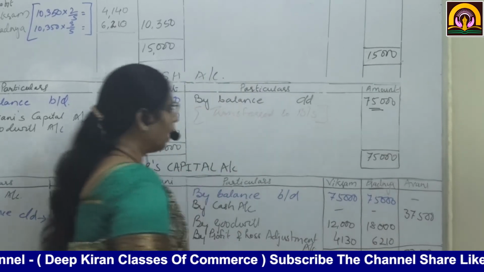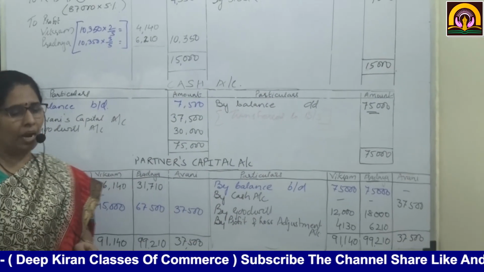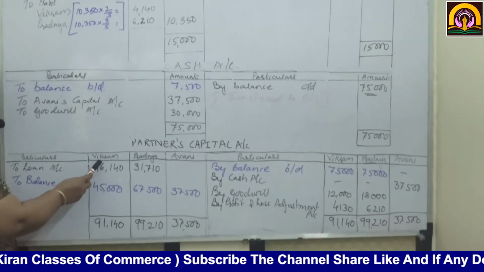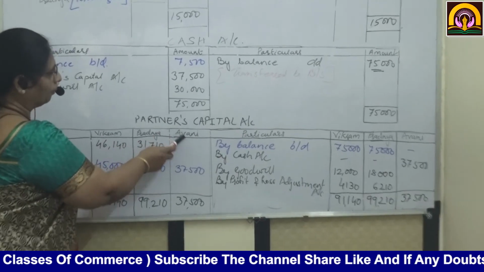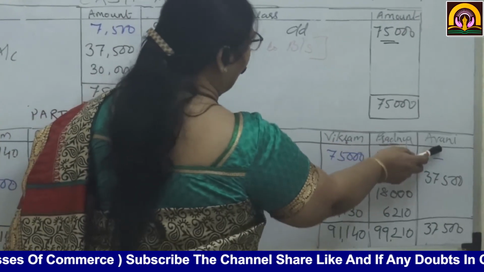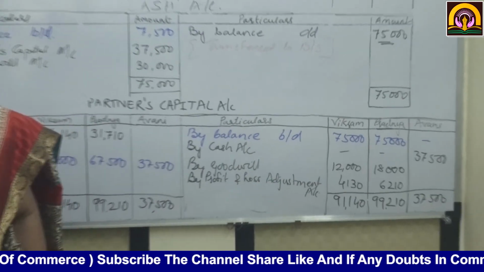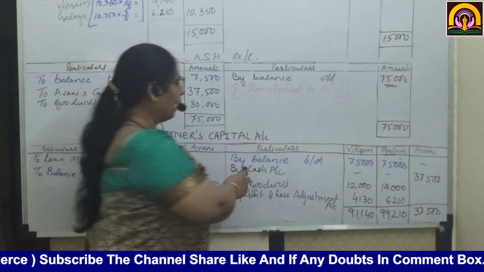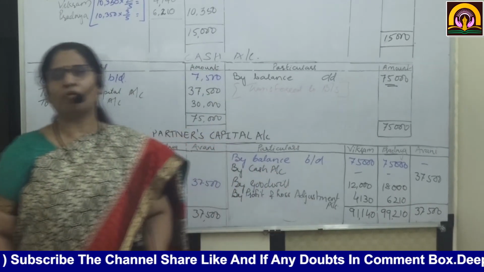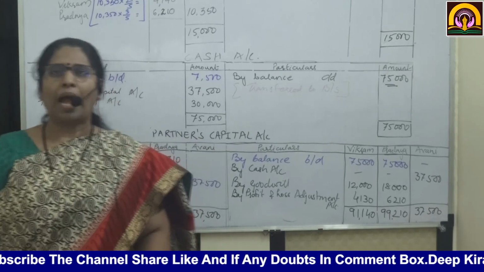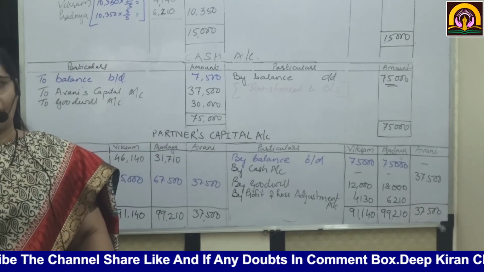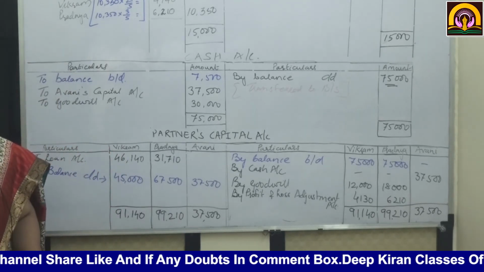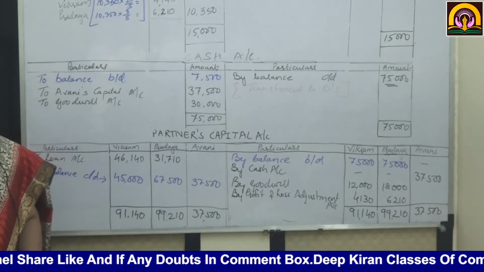Now, the capital accounts. I have drawn the capital accounts with particulars Vikram, Pradnya and Avni. According to the existing balance sheet, what was their capital? So I've written by balance brought down, Vikram's capital was 75,000 and Pradnya's capital was 75,000. Now, cash is being brought into the business by Avni as capital. How much?